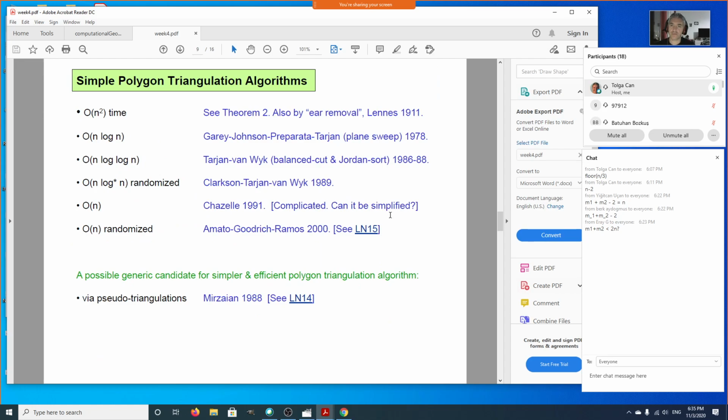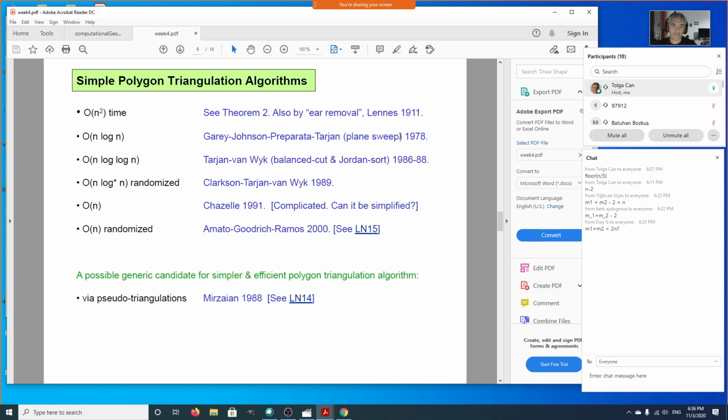And here are some polygon triangulation algorithms. This diagonal that we were drawing to the leftmost vertex is sometimes called ear removal, because we are removing the leftmost ear of a polygon. So we are chopping off leftmost triangles from the polygon, which is O(n squared) time. It was actually due to Lenz, and it was an algorithm in 1911. So polygon triangulation, unlike the art gallery problem, is actually an older problem.